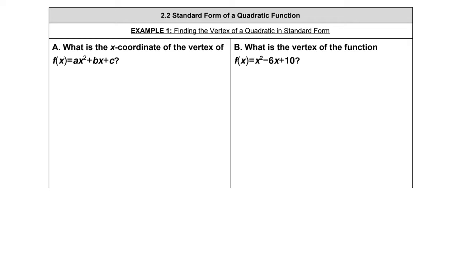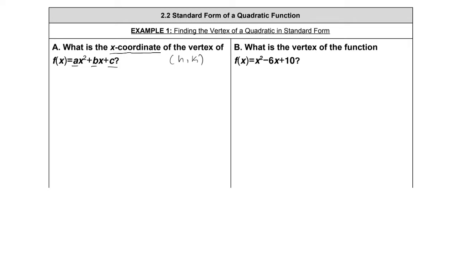Now, in vertex form, it was easy to identify your vertex because you just find your h and your k. Again, we want to find the vertex, and it's going to be our h and our k. But it's in standard form, which is f of x equals ax squared plus bx plus c, where your a is the coefficient of x squared, your b is the coefficient of x, and your c is your constant. Now what we want to do is figure out how we can find the x coordinate of the vertex, given it in standard form.